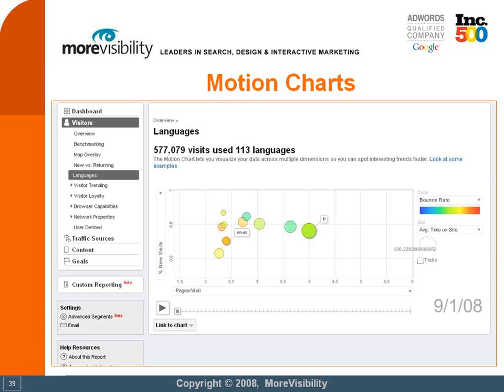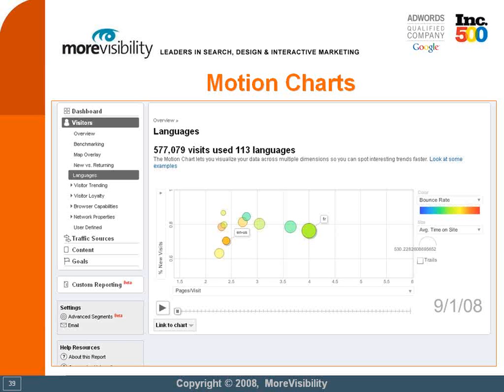So for this particular example, I'm trying to see these particular language groups of people. I want to see their levels of engagement, and I want to get a feel for the appeal of my website to different languages. So what I've done here in the x-axis, I left it at pages per visit.